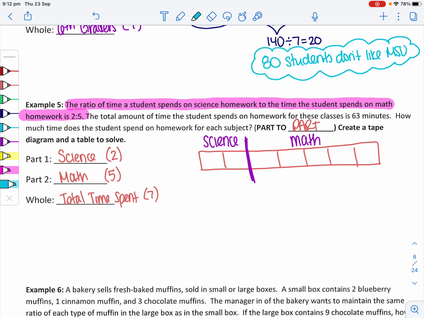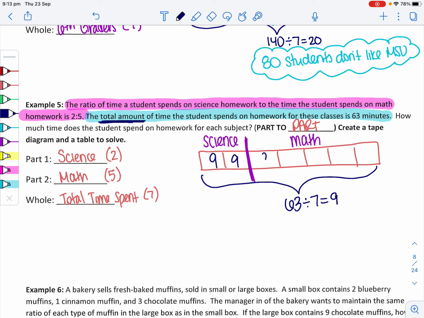Now it says the total amount of time the student spends on homework for these classes is 63 minutes. So it says total right here, total amount of time. That means the entire tape diagram is 63 minutes. And I'm going to break that 63 minutes into 7 equal parts. That means I'm going to put 9 in each of these boxes.